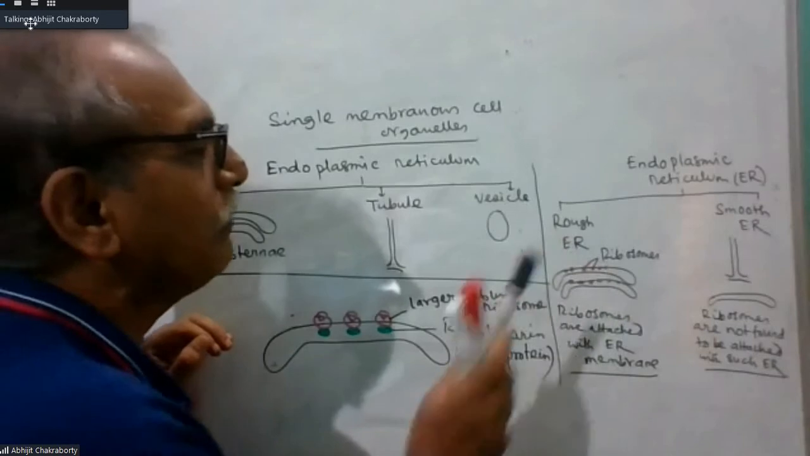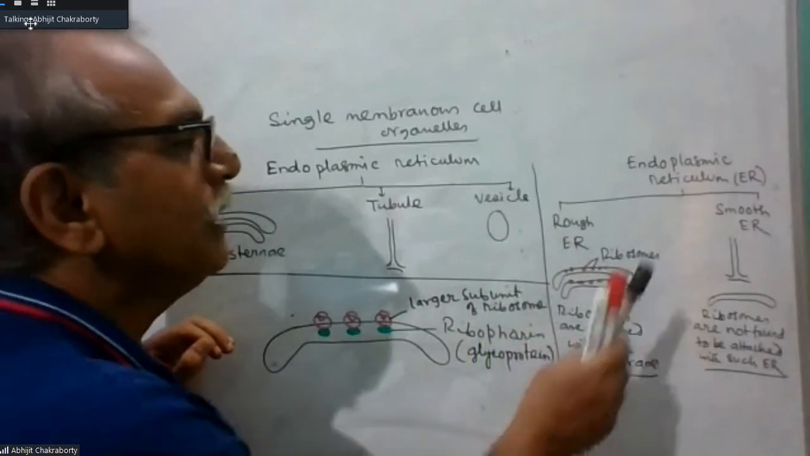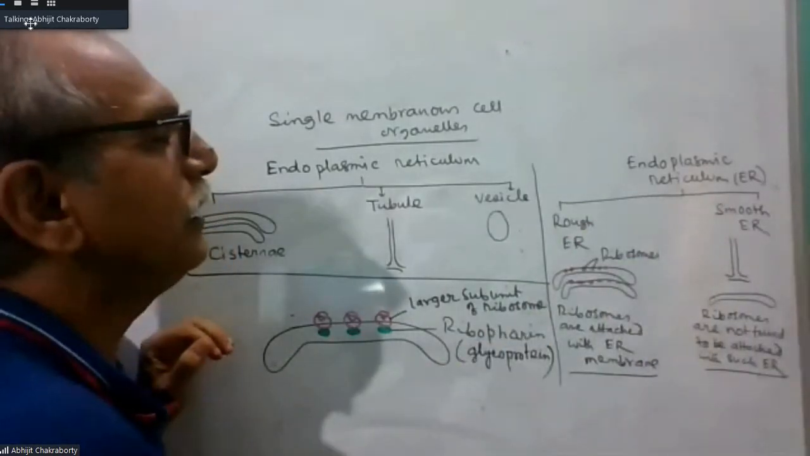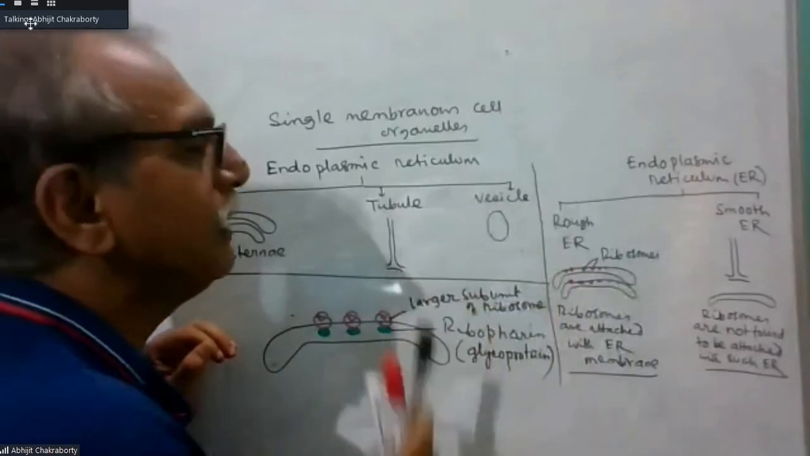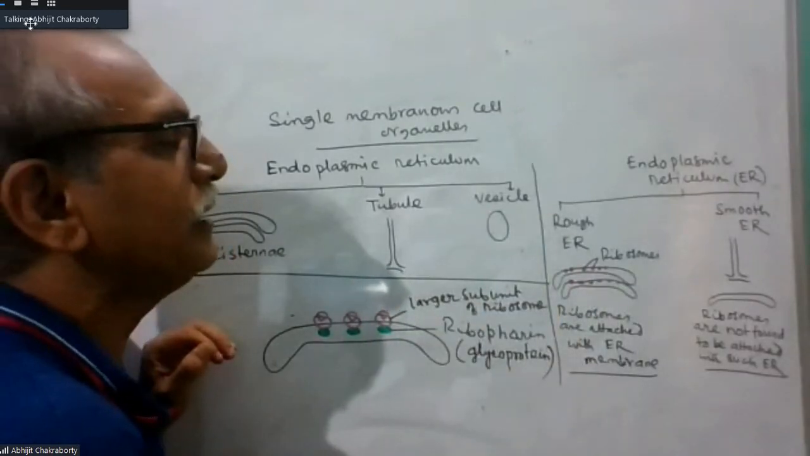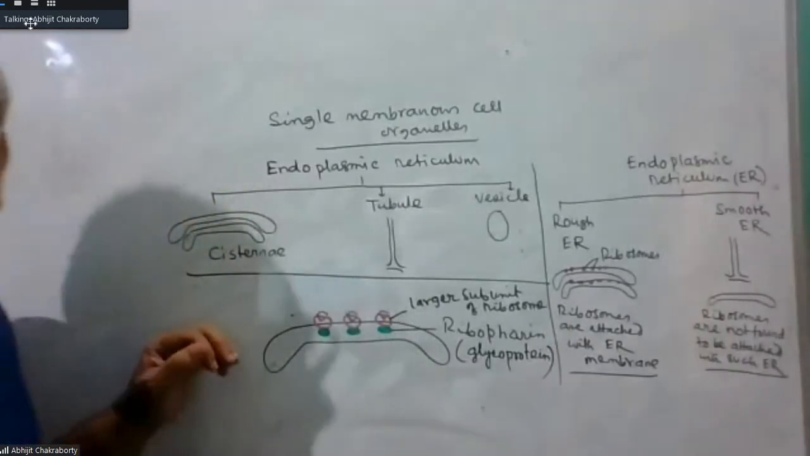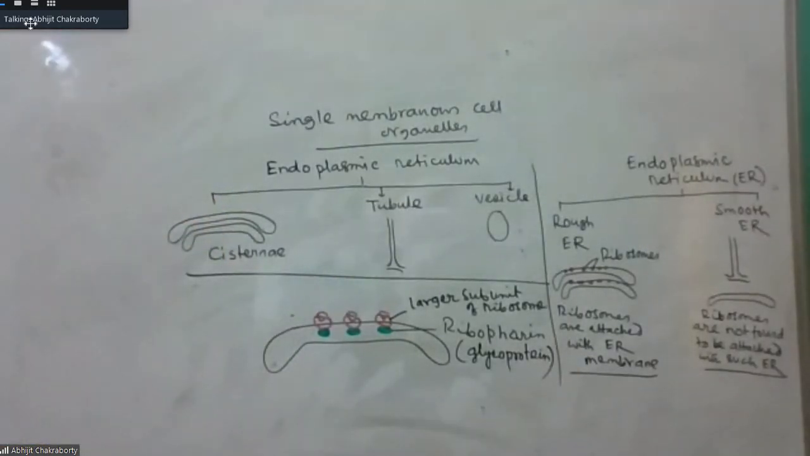In rough ER, ribophorins are present. In smooth ER, ribophorins are not found. Rough ER is mainly concerned with the synthesis of proteins. Smooth ER is mainly concerned with the synthesis of lipids and steroids. So these are the differences between rough ER and smooth ER.